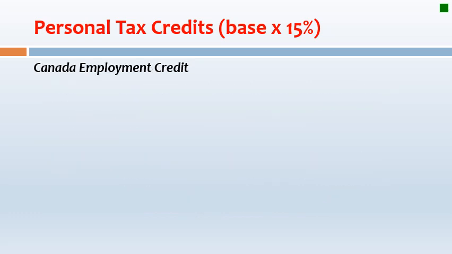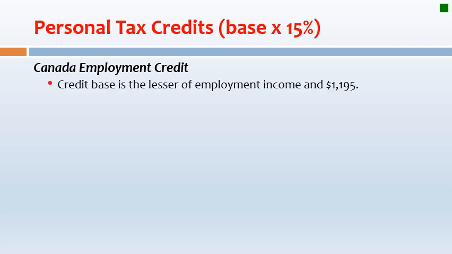First up is the Canada Employment Credit. It's a credit that everyone who earns employment income is entitled to. So whether you knew it or not, as long as you're earning over a very low threshold, the current threshold for the current year listed here, you're entitled to this specific tax credit. Again, that's the base. You times it by 15%.